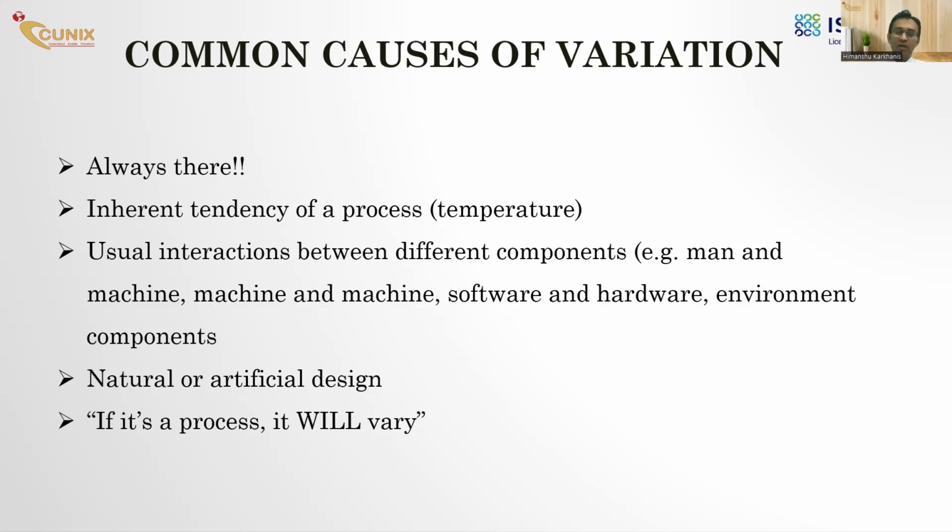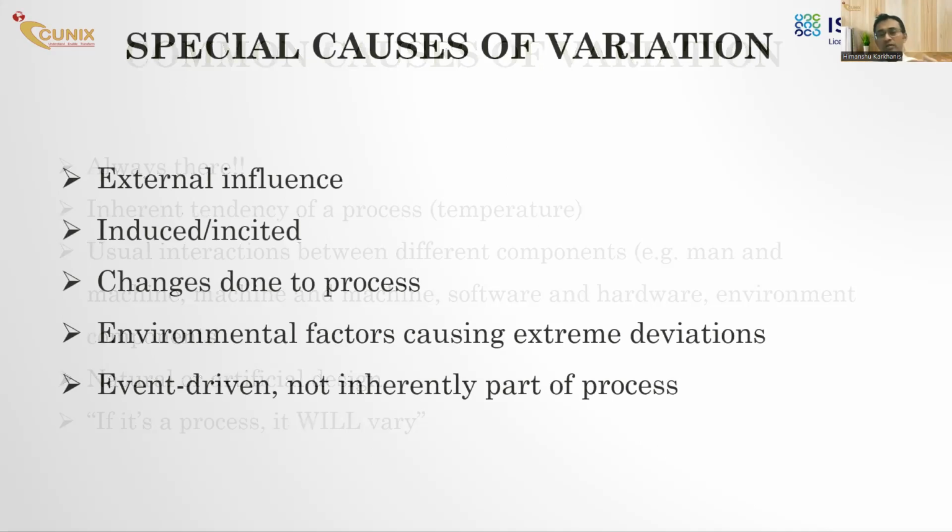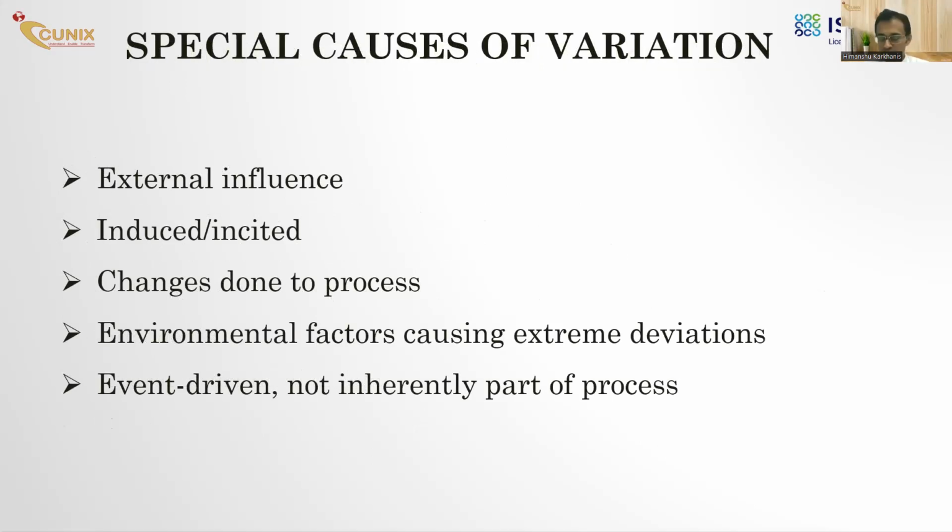So all these interactions which are there in nature, they all show common causes of variation. So that's natural. One characteristic of common causes is that they will be natural causes. There will be nothing artificial about them. They will always be there. That's what we have written. And in fact, as I was trying to summarize, if it's a process, it will vary, so it will have at least common causes of variation. Compared to this, now let's look at what it means to have special causes of variation.